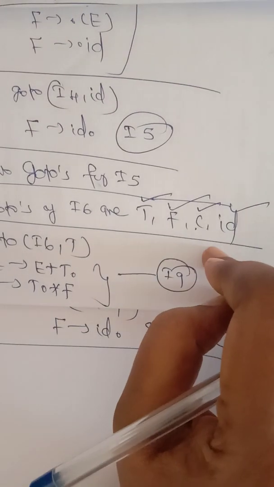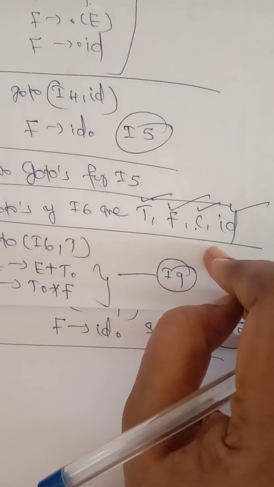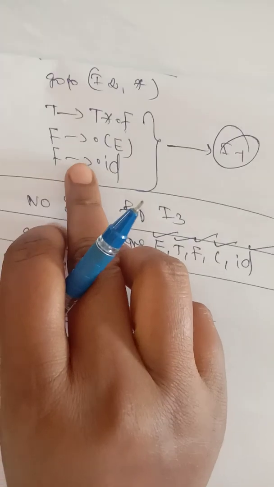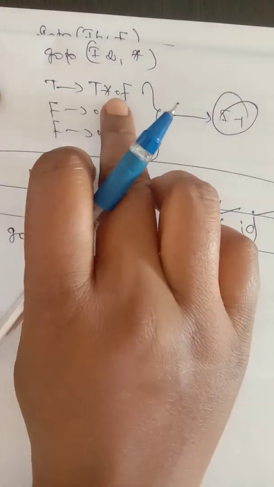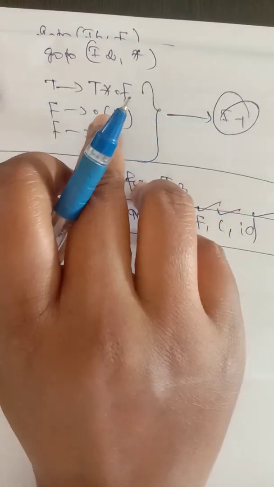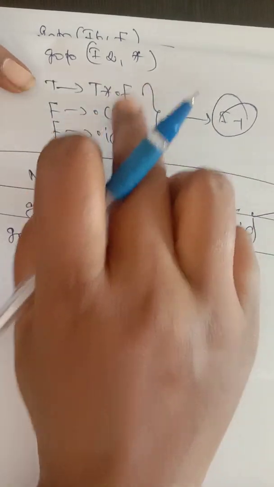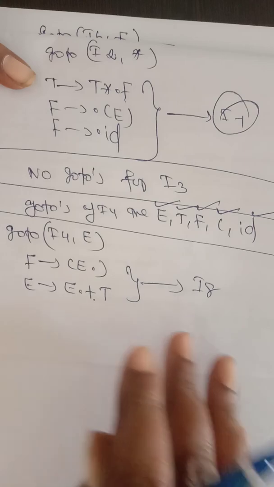Next we have to check I7. Where we are having I7 means here. In I7 we are having F → (ID. So apply these three to I7.